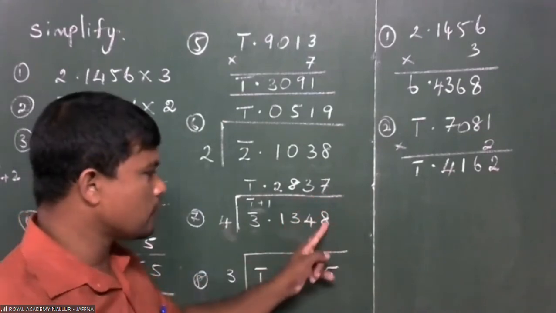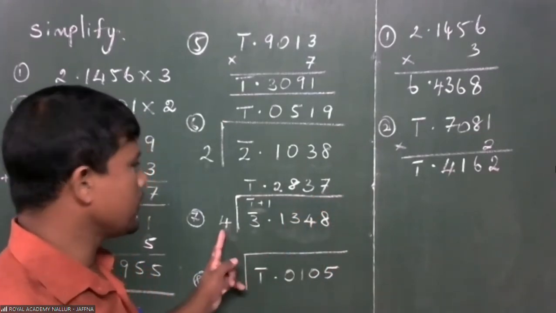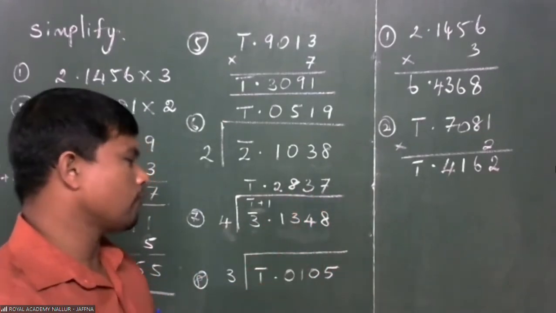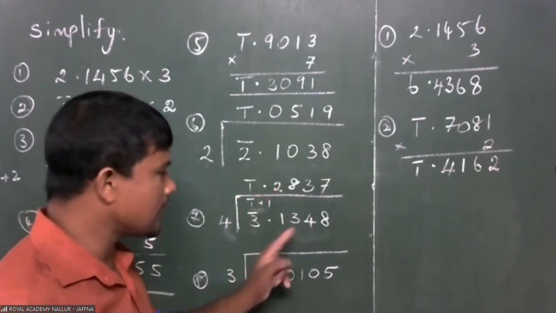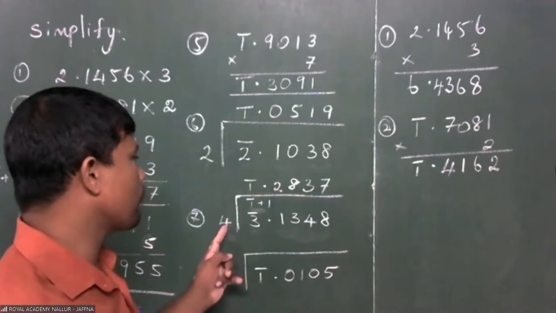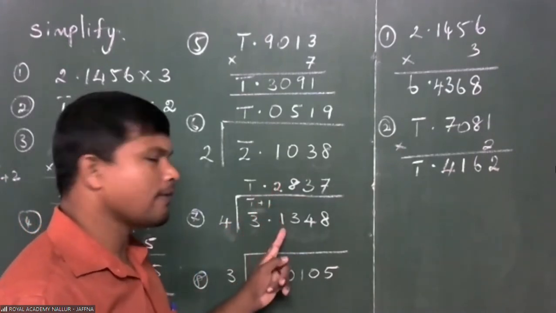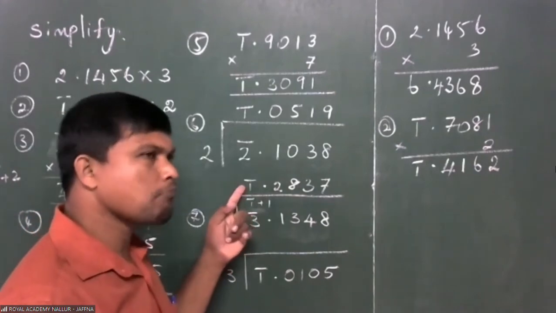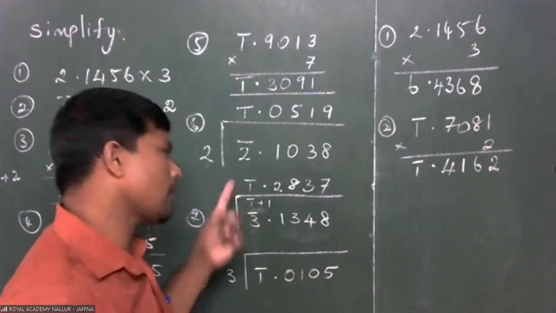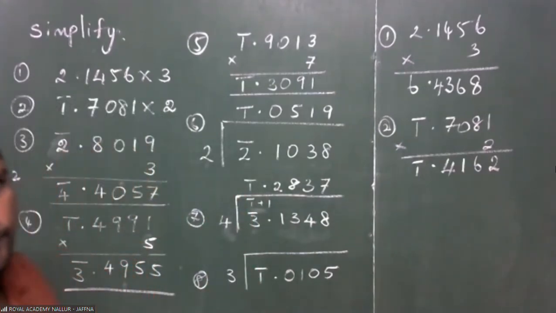4 into 7, 28, 2 remaining. 4 into 3, 12 plus 2, 14, 1 remaining. 4 into 8, 32 plus 1, 33, 3 remaining. 4 into 2, 8 plus 3, 11, 1 remaining. And 4 into bar 1 is bar 4, plus 1 is bar 3. No trouble. Right? Next one, number 8.